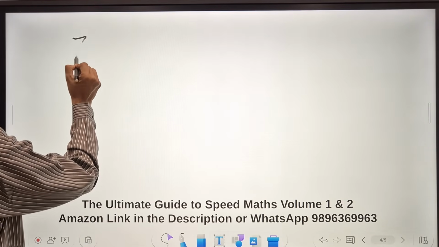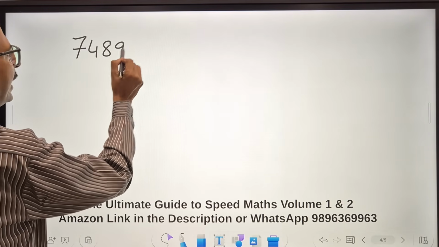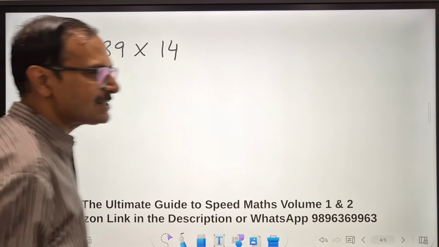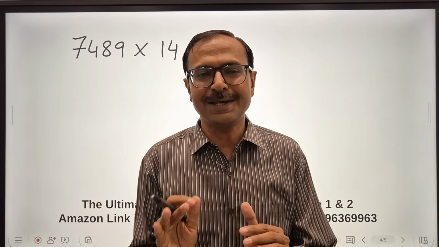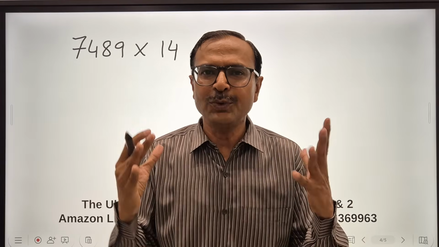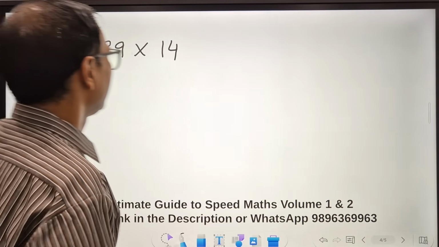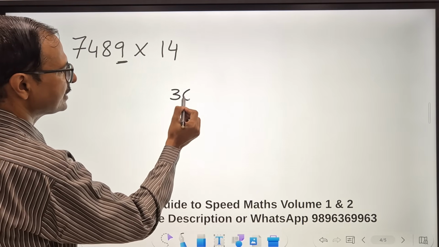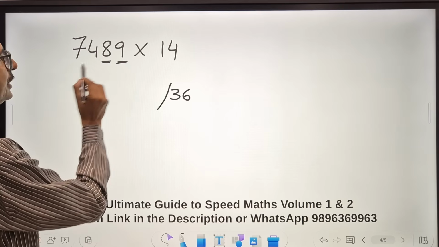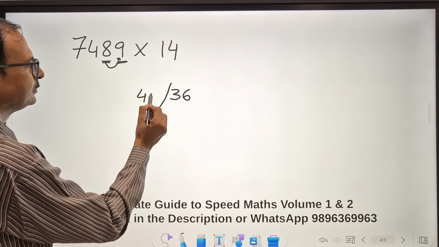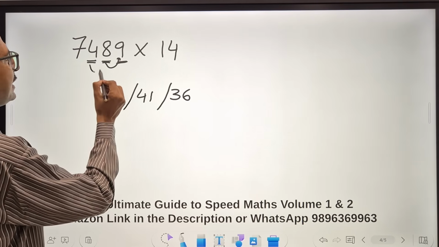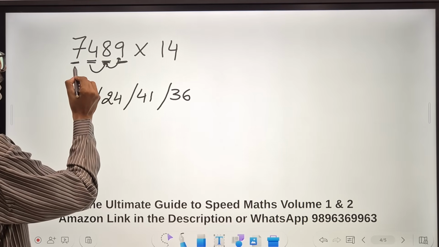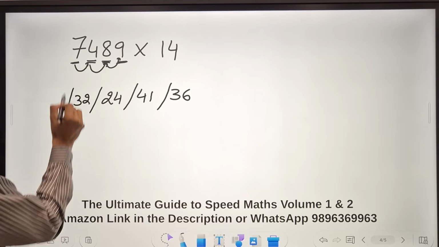So let's see some more questions. Here we have 7, 4, 8, 9, and I need to multiply that by 14. By 14 means, don't trouble yourself by saying you are multiplying the number by 14. Just say to yourself it is 4, right? This number 9 times 4, 36. So I'll write a 36. 8 times 4, 32, plus 9, 41. 4 times 4, 16, plus 8, 24. 7 times 4, 28, plus 4, 32. And finally the first number 7.